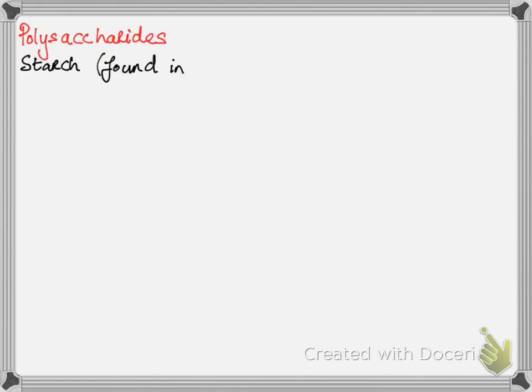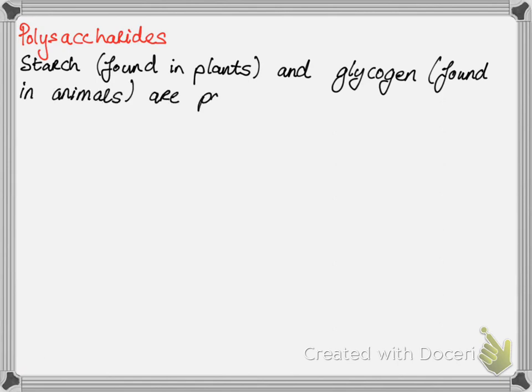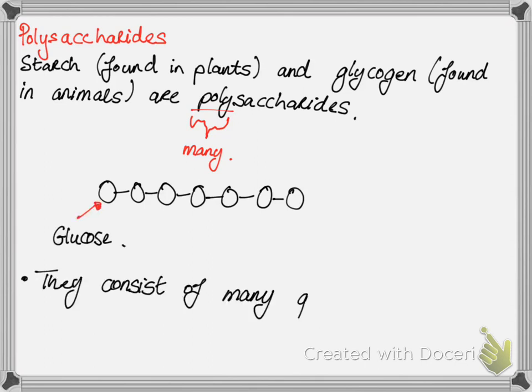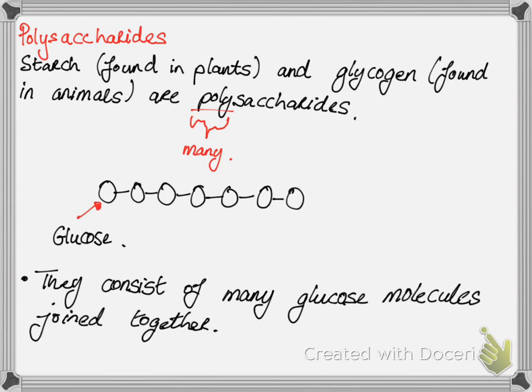Next thing here is polysaccharides. So starch found in plants and glycogen found in animals are polysaccharides. Poly meaning many. So as you can assume, if you have a chain of glucose molecules all joined together, this would be a polysaccharide. So they consist of many glucose molecules chemically joined together.